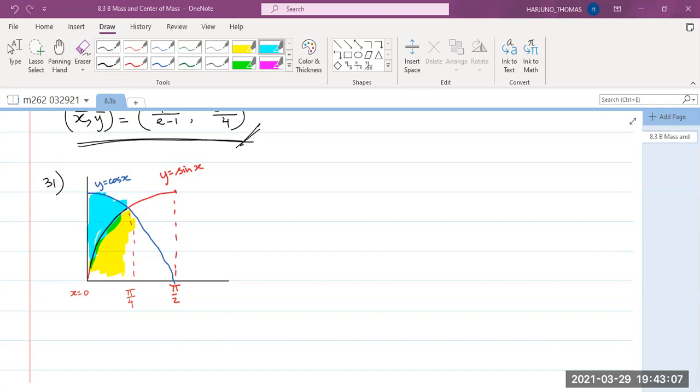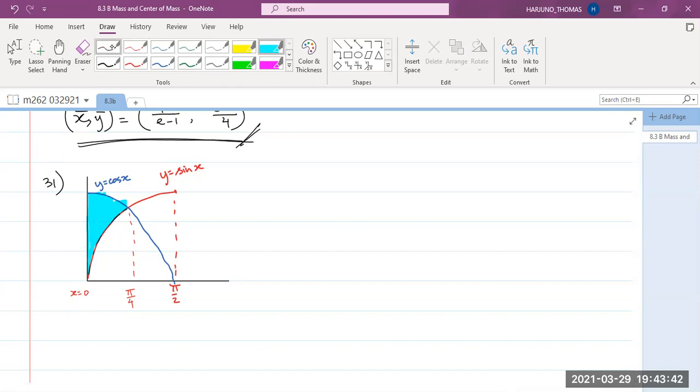Now, sometimes you really need to sketch that to see which, I mean, it has some ambiguity here. We have to admit there's some ambiguity. We know that sine x and cosine x intersect at pi over 4, right? But the region that is actually bounded by y equals cosine x, y equals sine x, x equals 0, and x equals pi over 4 is this region here.